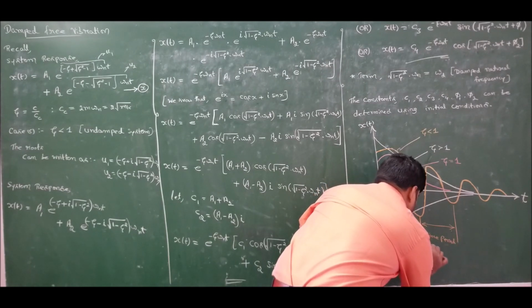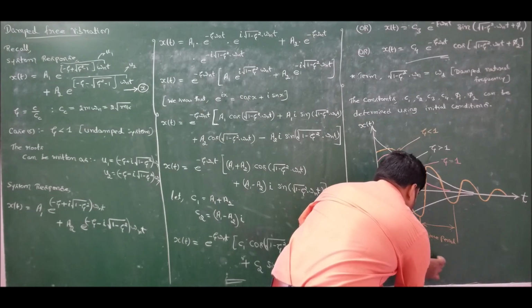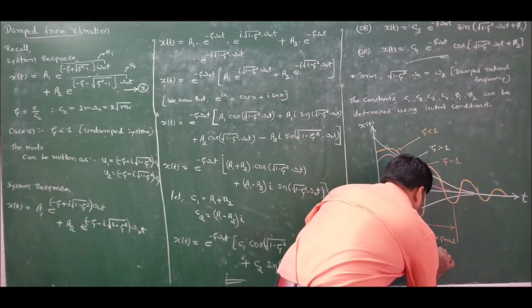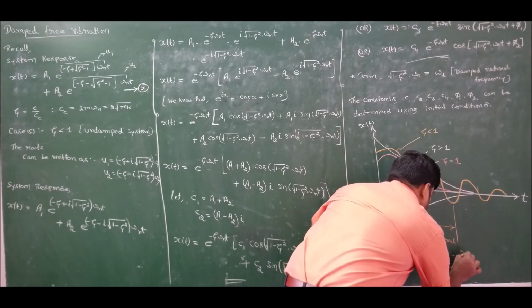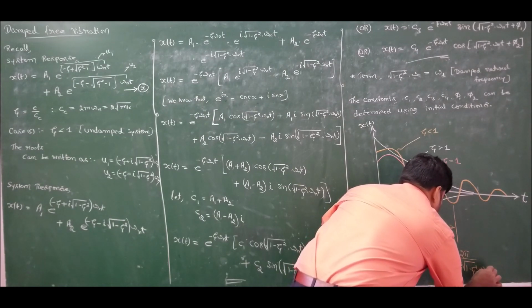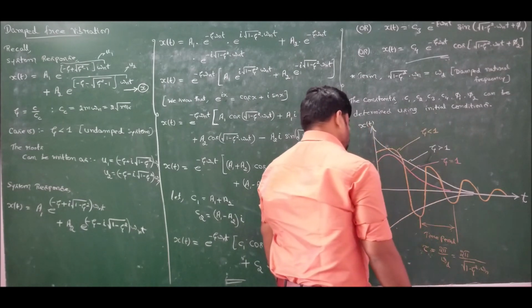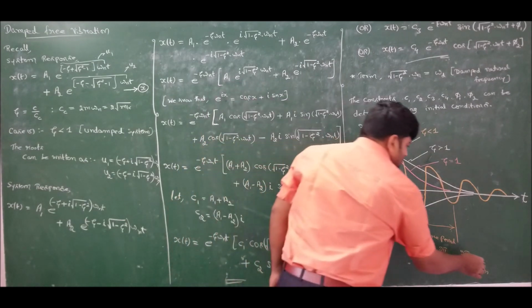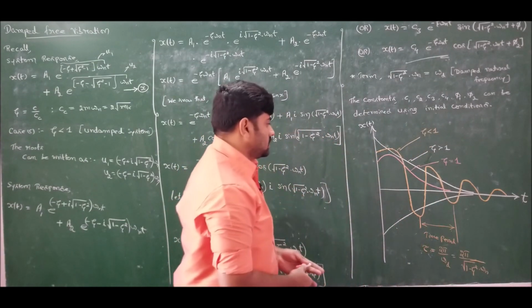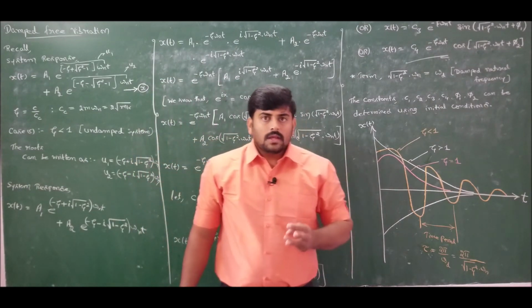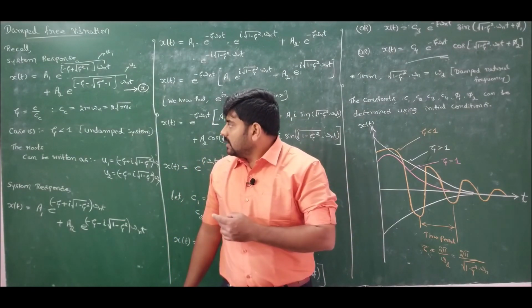So the equation for time period, let me denote it with tau. So tau is equal to 2 pi by omega d, which is nothing but 2 pi by root of 1 minus zeta square into omega n, which is nothing but 1 by frequency, the damped frequency in terms of hertz. So this is the discussion of system response for overdamped system, critically damped system and underdamped system.